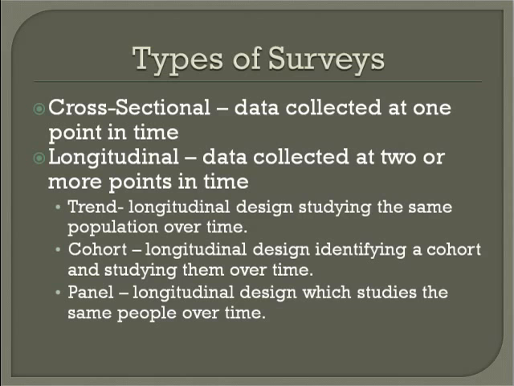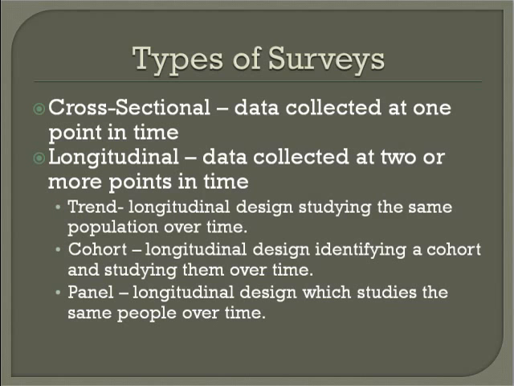There are actually several types of surveys. The first general breakdown is cross-sectional, where data is collected only at one point in time, kind of like a slice of time. The other kind is longitudinal, where data are collected at two or more points in time. Now there are several kinds of longitudinal surveys. One is trend longitudinal surveys, where you're studying the same population over time, but you have different people. For example, I could annually select a group of valedictorians and do a trend analysis.